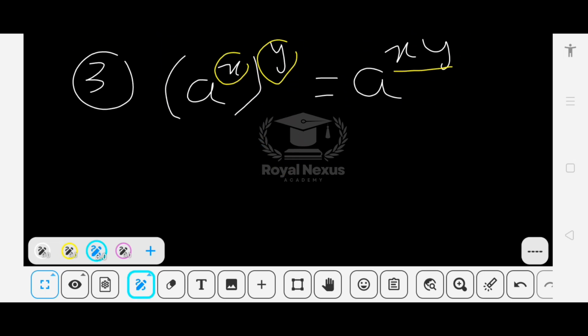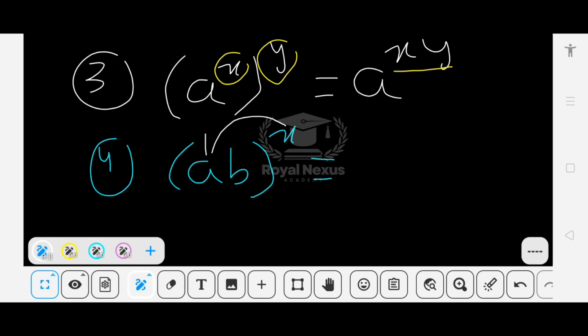Similarly, the fourth law of power states that if a and b are being multiplied with each other and they as a whole are raised to the power x, then this x will be on both a as well as on b. So when we open the bracket, it will be a raised to the power x times b raised to the power x. This rule is called the power of a product rule, when there is one power on two different variables. So when you open it, the power will be on each and every variable.